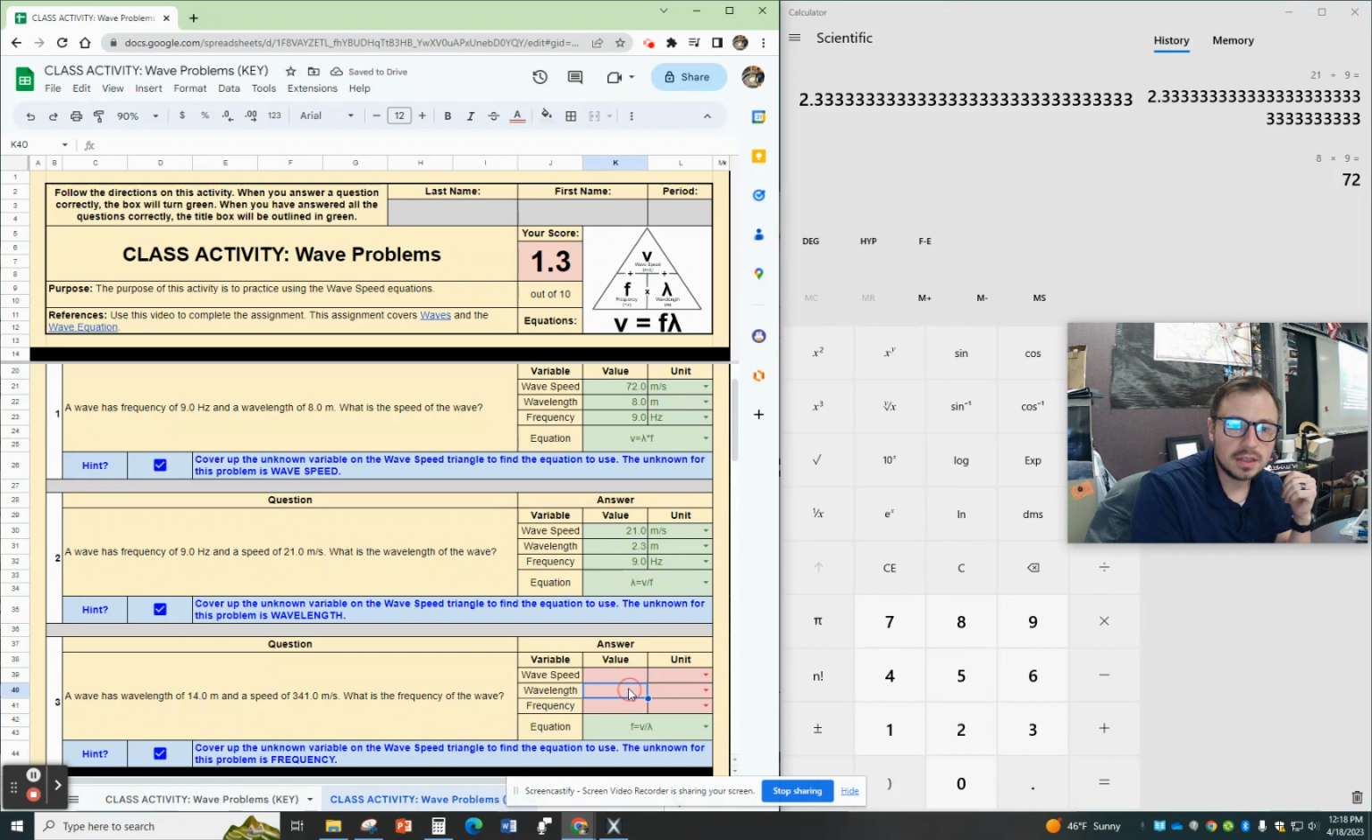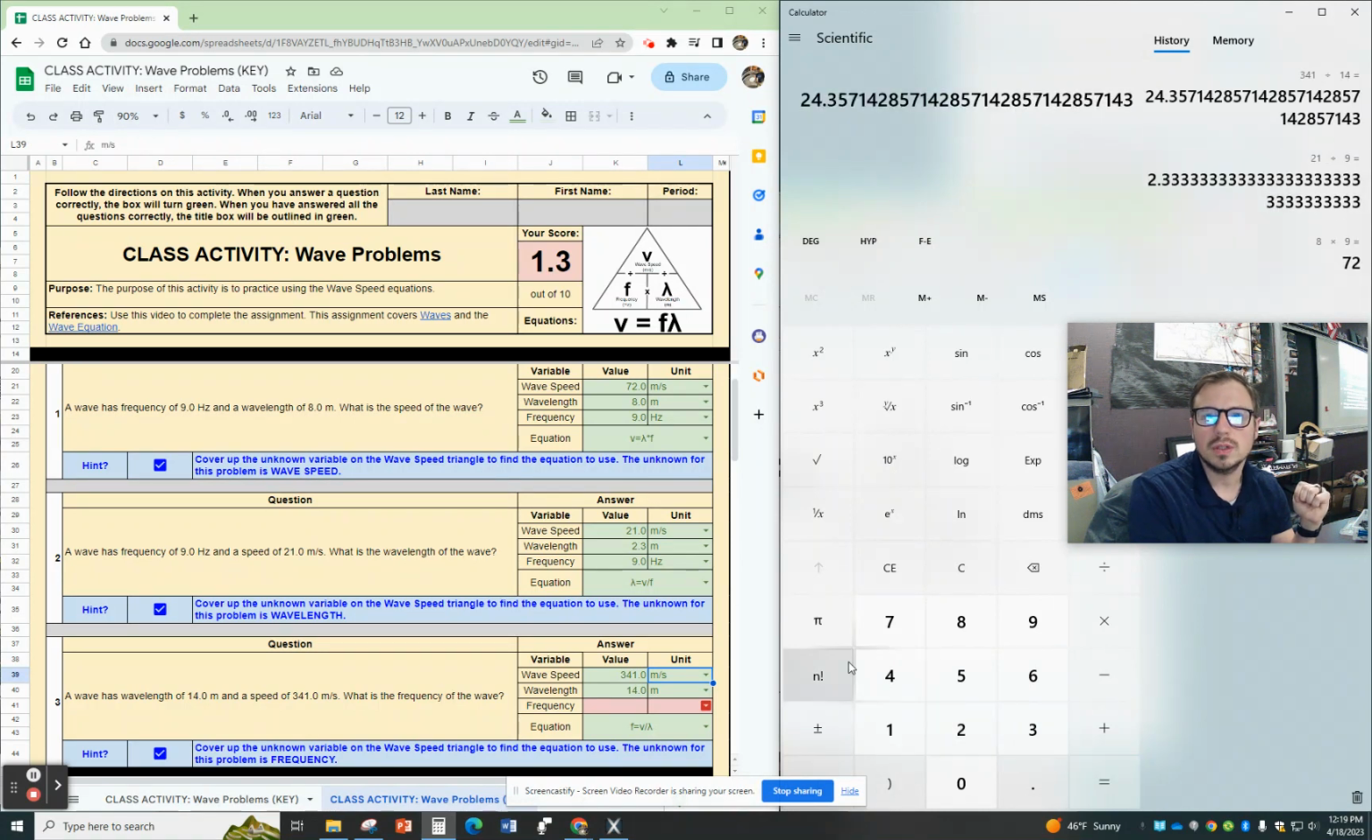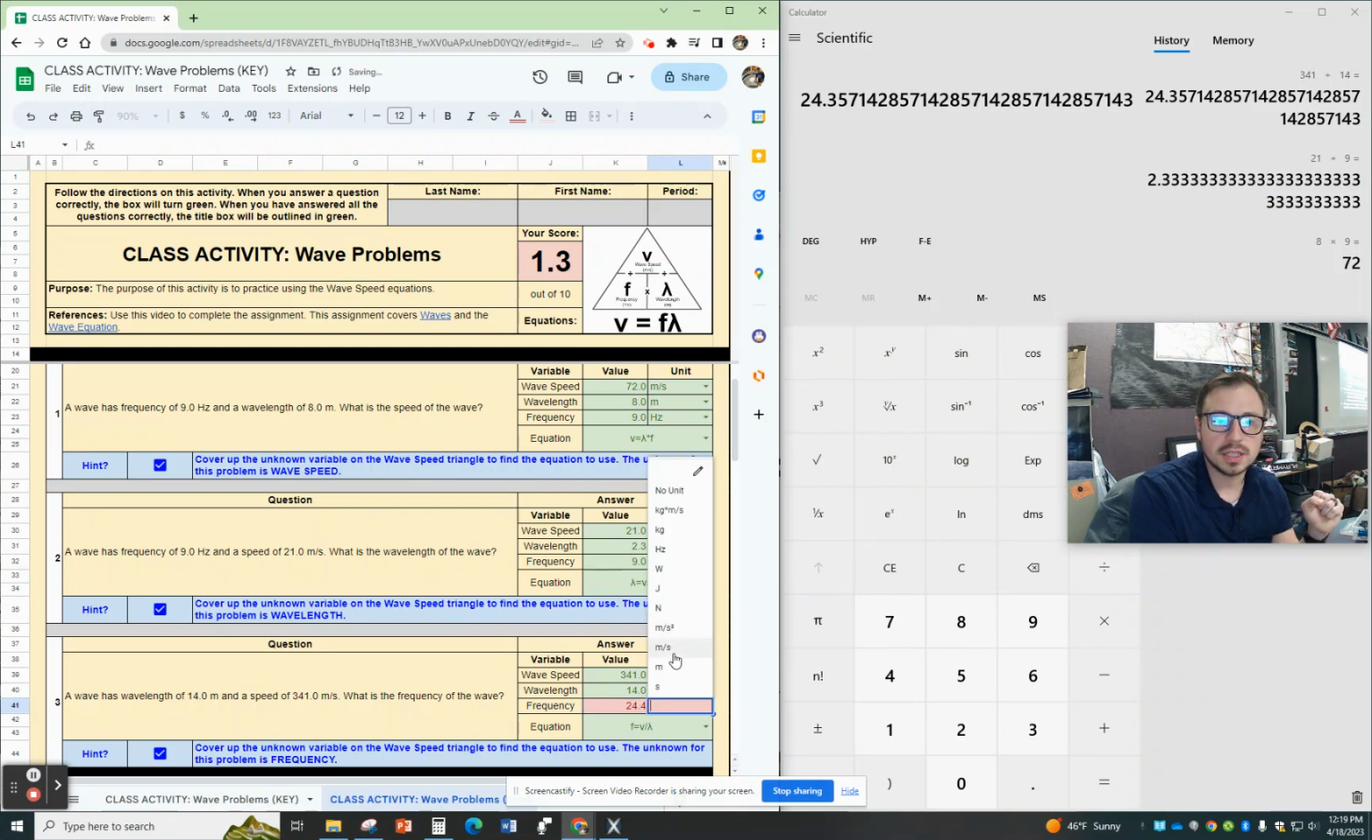So I know the wavelength is 14 meters. I get this from the question. And I know the wave speed is 341 meters per second. Now I can just plug in my known variables into that equation. So in this one, it's going to be 341 divided by 14. And I get 24.4. And the unit for frequency is the hertz. So that's the guided practice.